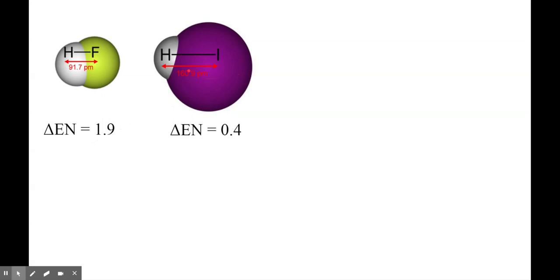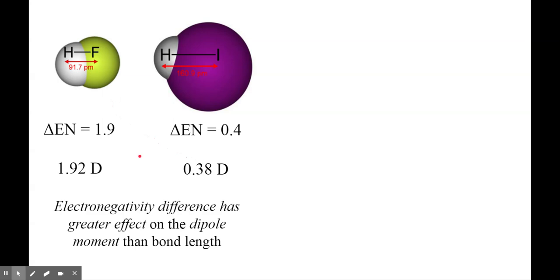HI has a greater bond length. So if we want to know which one is actually more substantial or important, if we look at the measured dipole moment, 1.9 versus 0.38, it turns out electronegativity difference has a much greater effect.